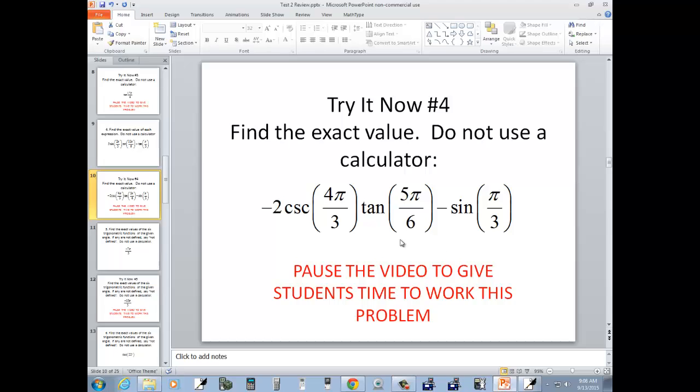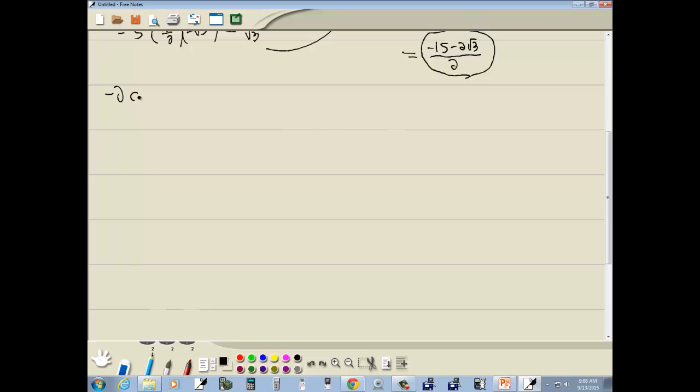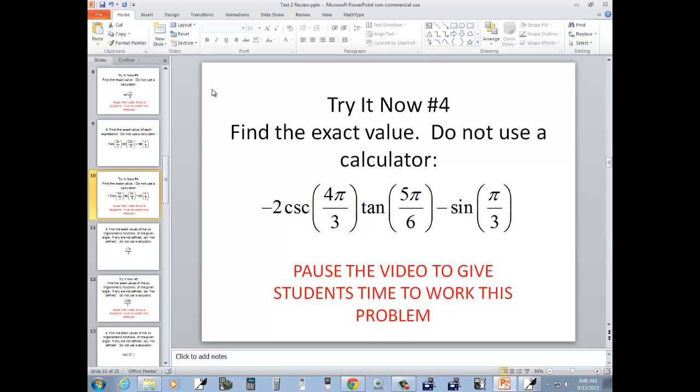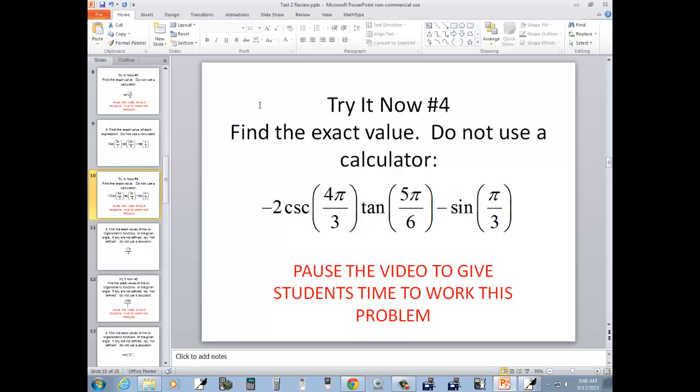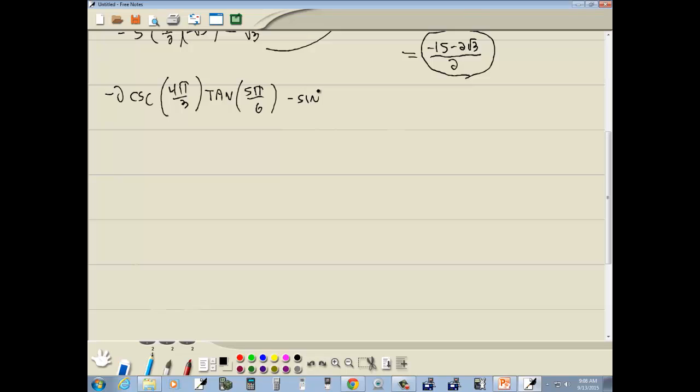Let's take a look at this problem. We got negative 2 cosecant of 4 pi over 3 tangent of 5 pi over 6 minus sine of pi over 3. Notice that these are all on the unit circle, so that works out well. Now cosecant, and when I say on the unit circle, I'm talking between 0 and 2 pi. Cosecant is equal to 1 over y. Tangent is equal to y over x. And sine, remember, is equal to y.